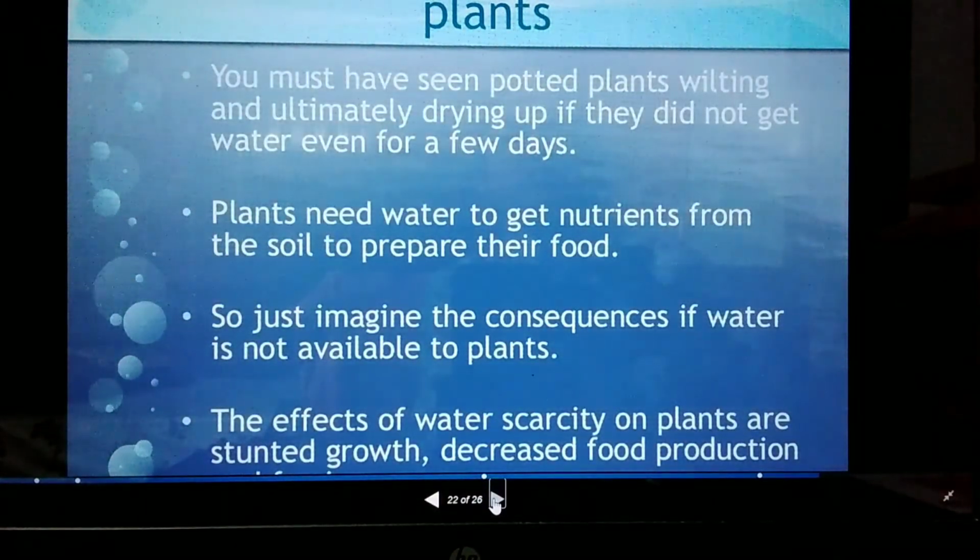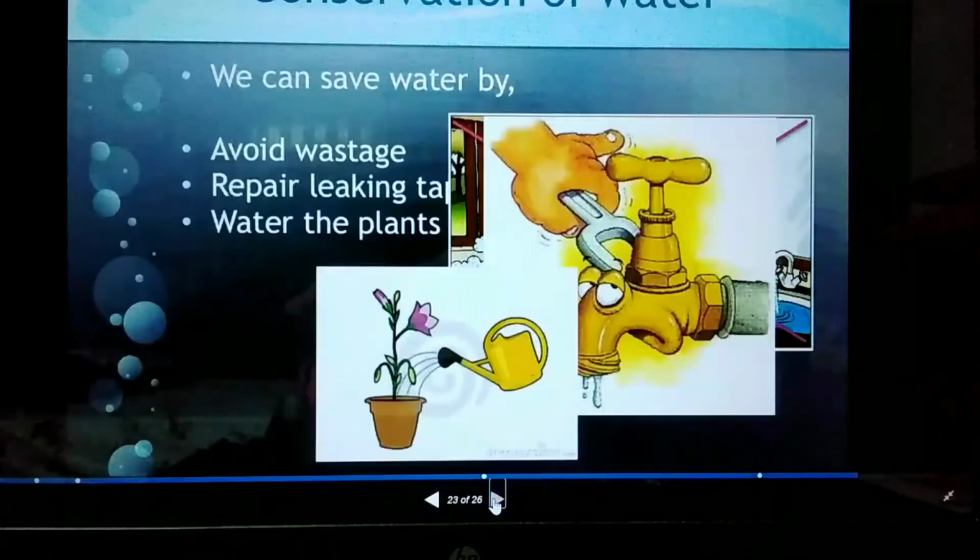Effects of water scarcity on plants. You must have seen potted plants wilting and ultimately drying up if they did not get water even for a few days. Plants need water to get nutrients from the soil to prepare their food. So just imagine the consequences if water is not available to plants. The effects of water scarcity on plants are stunted growth, decreased food production, etc.